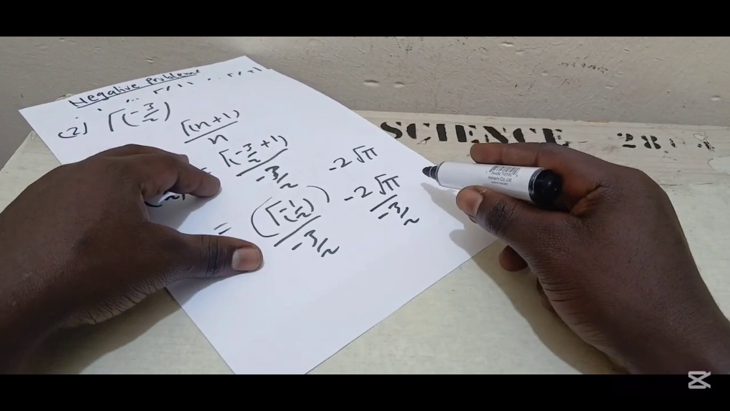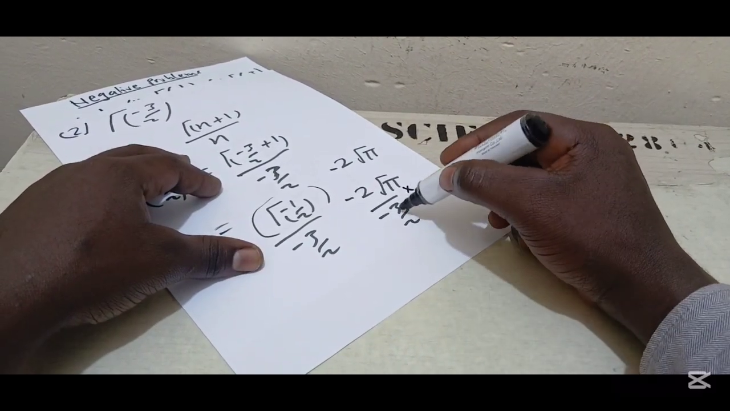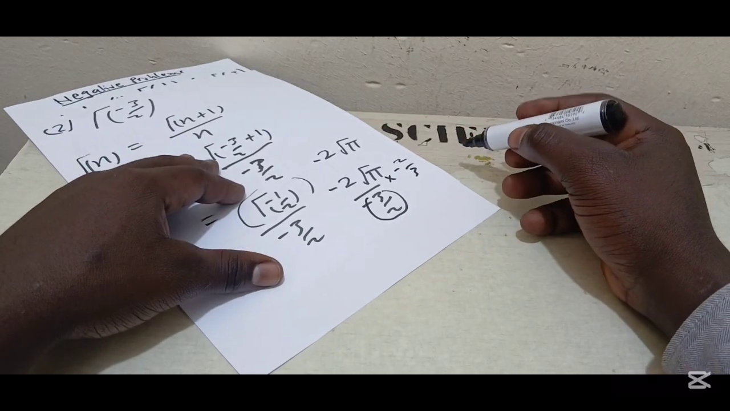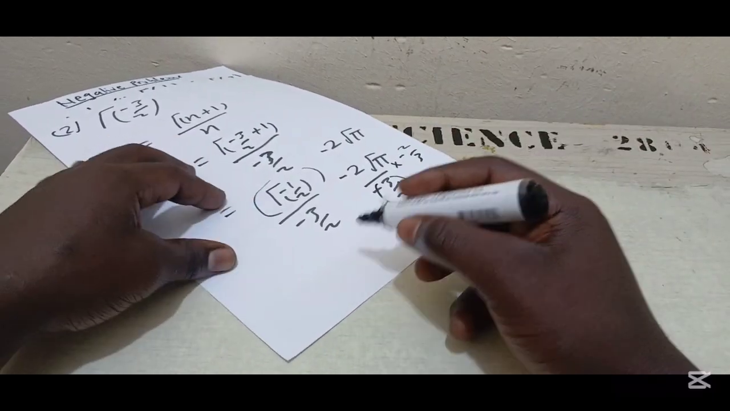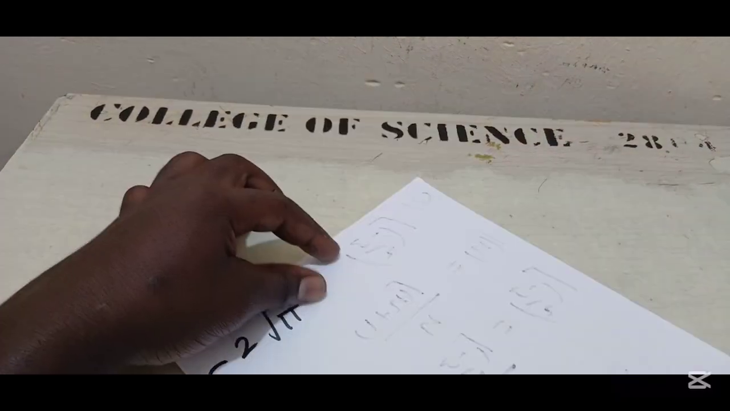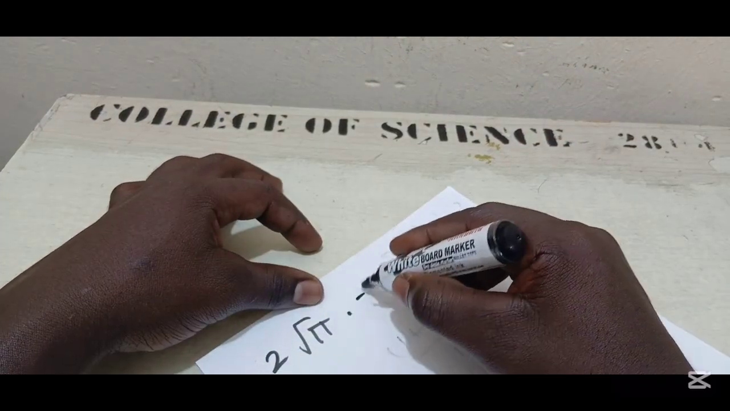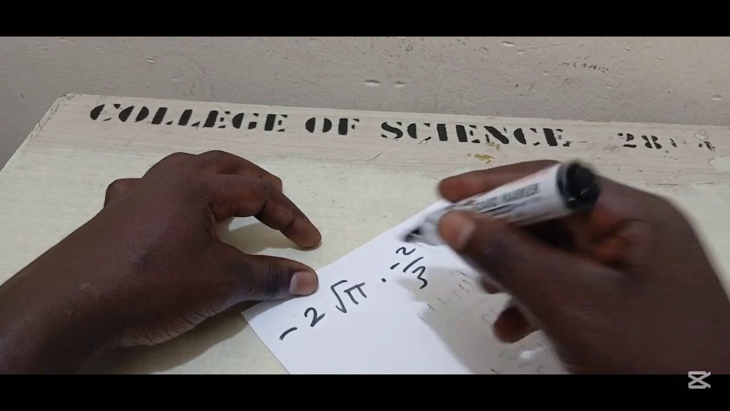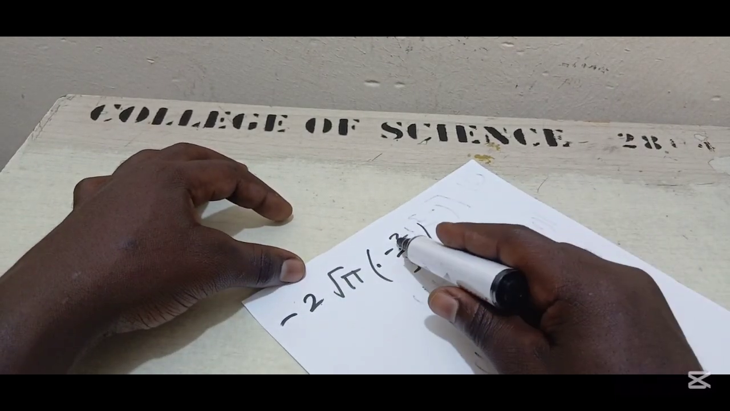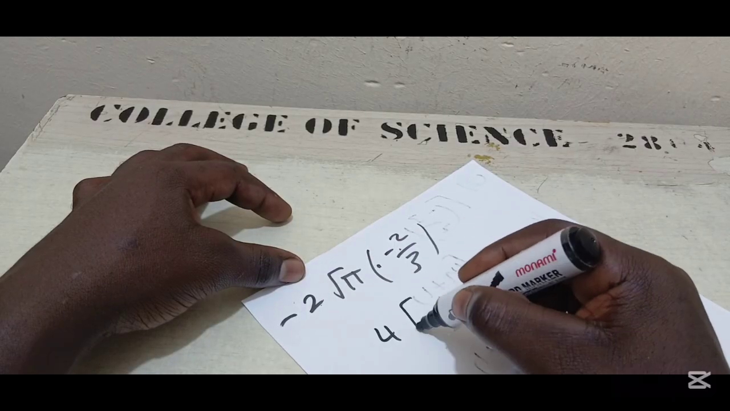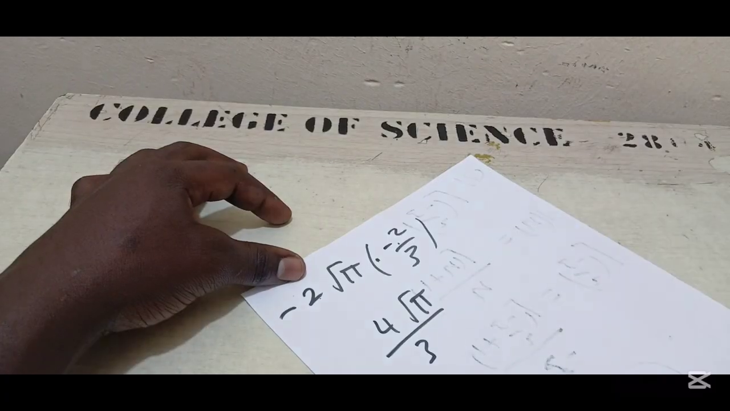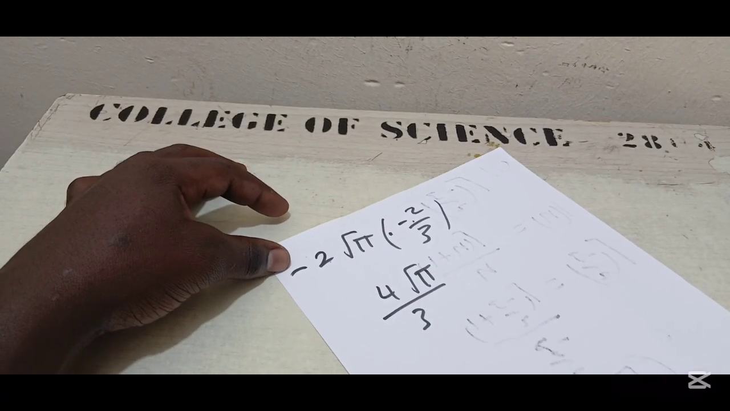We want to simplify this further. Let's multiply by the reciprocal of this, which is minus 2 on 3. So at the end of the day, we are multiplying by minus 2 on 3. So minus minus will give us positive, right? So 2 by 2 will give us 4 root pi all on 3. So this will be our final answer for this problem.